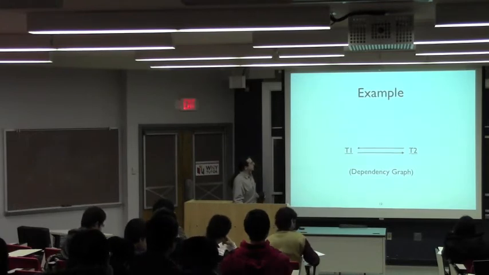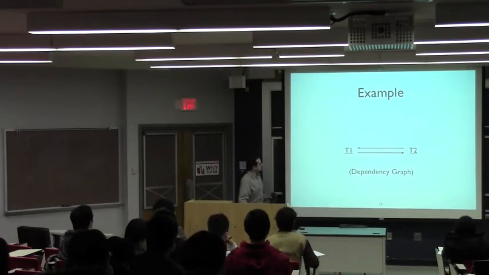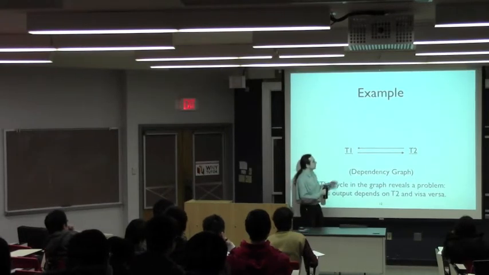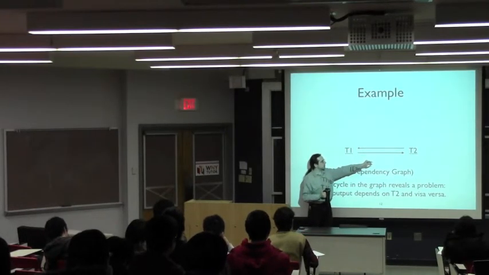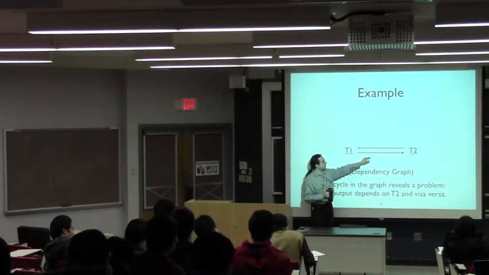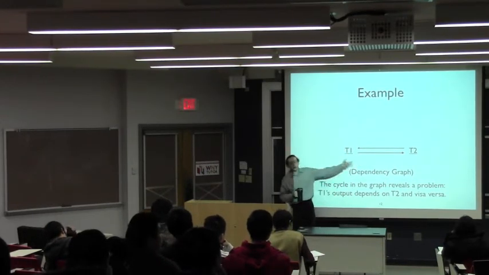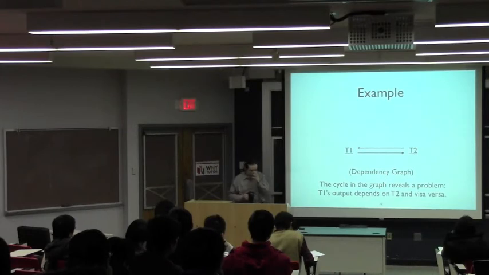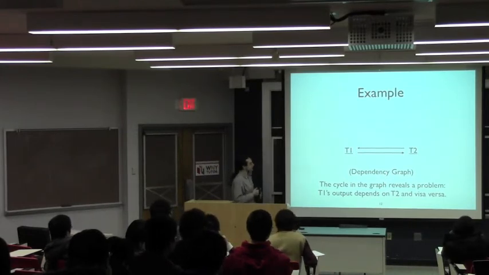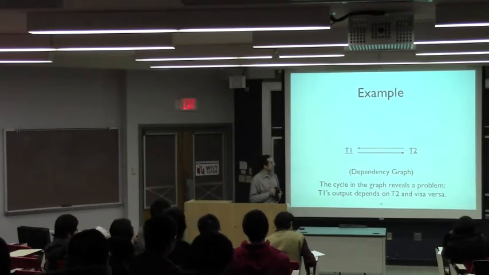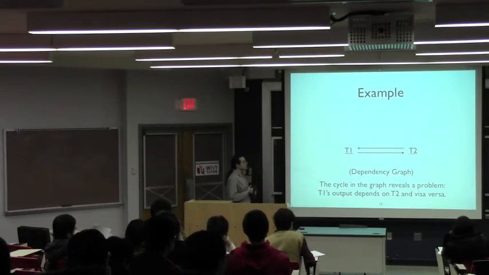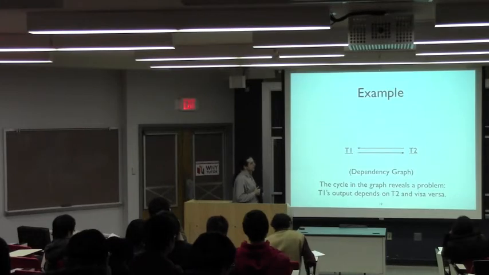And you can sort of see the problem here. There's a cyclic dependency between T1 and T2. T1 depends on T2, so T1 can't come first. But T2 depends on T1, so T2 can't come first either. Essentially, if we have a cycle in one of these dependency graphs, that basically means that particular schedule isn't serializable.